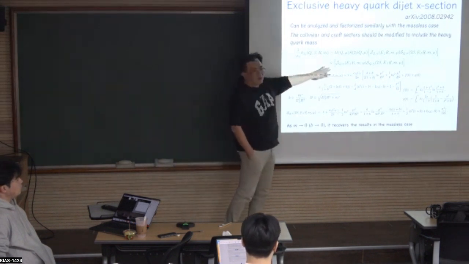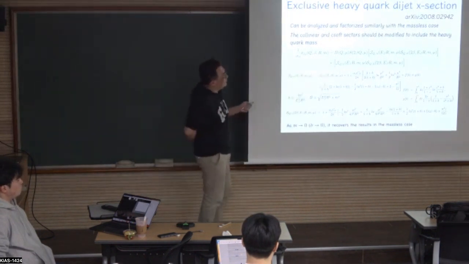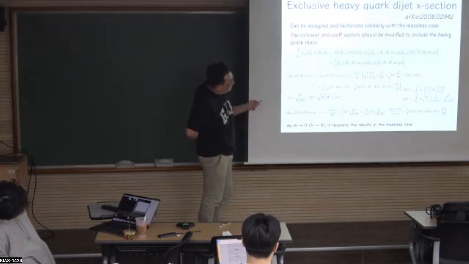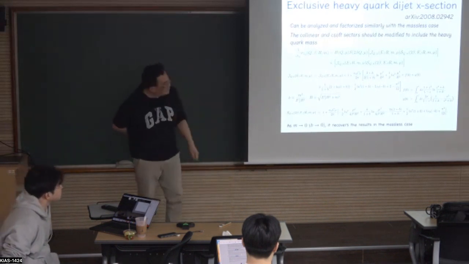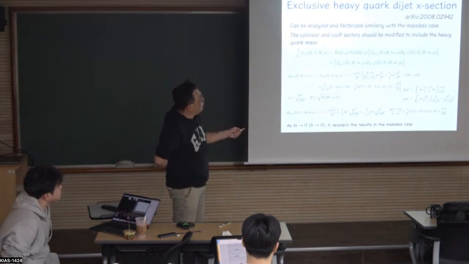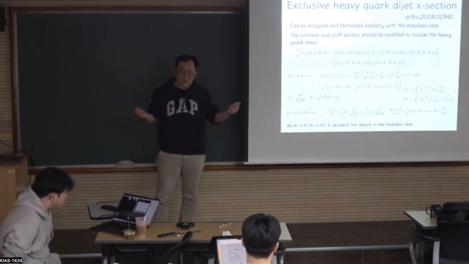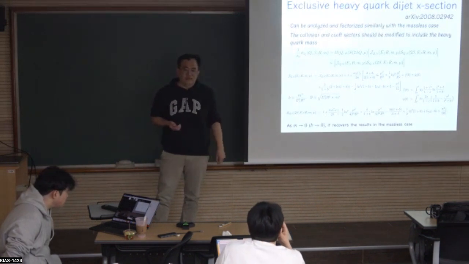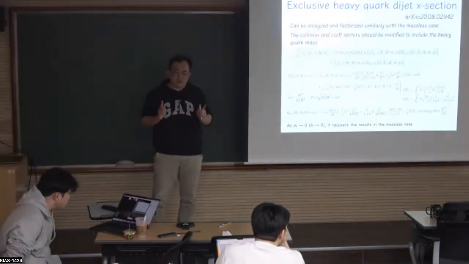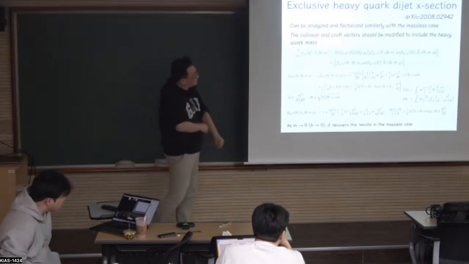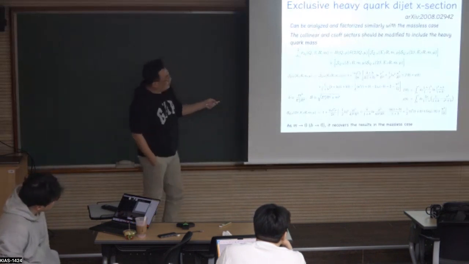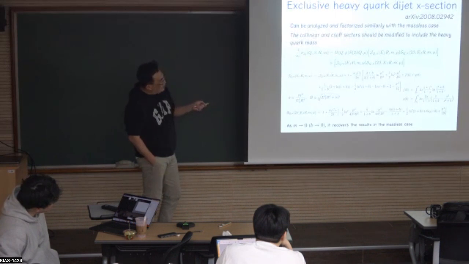What I'm saying here is that previously we factorized the exclusive dijet cross section into hard, soft, and collinear sectors. The collinear sector can be divided into the collinear and the collinear-soft. This collinear sector can be modified to include the heavy mass. Here, the heavy mass is considered to be much smaller than the center-of-mass energy of the electron and the positron. But this heavy quark is just boosted, so it can be considered in the collinear sector and the collinear-soft sector.